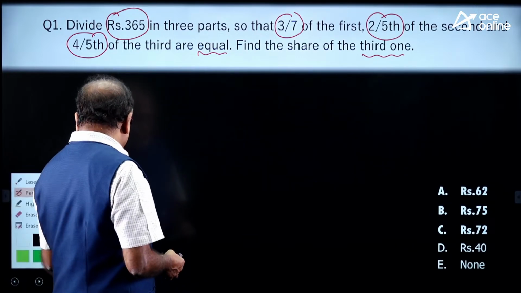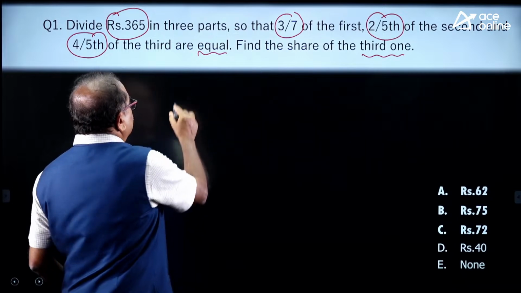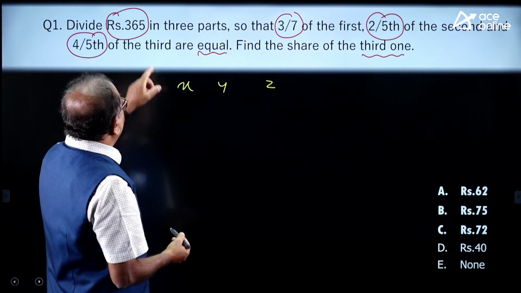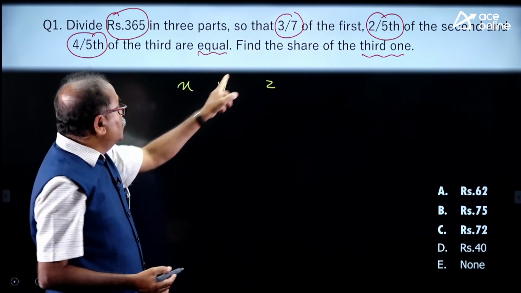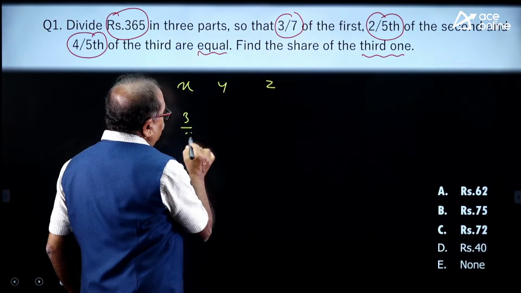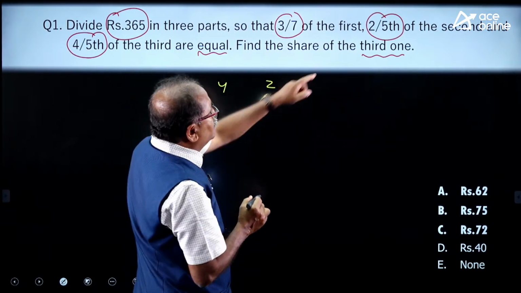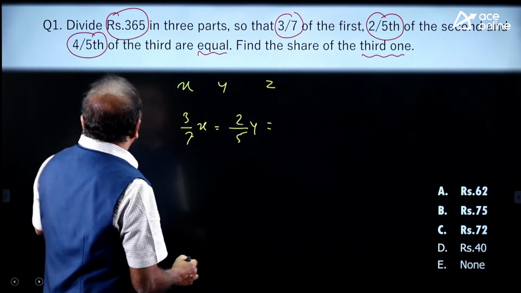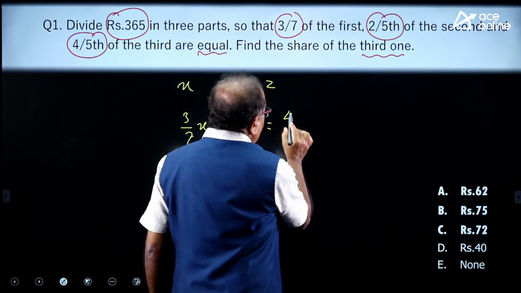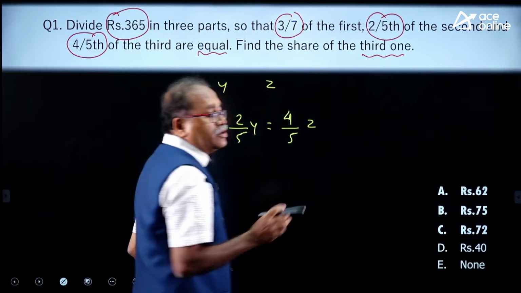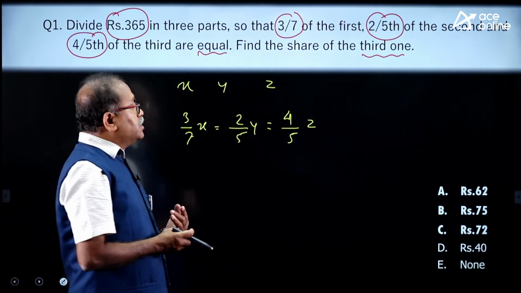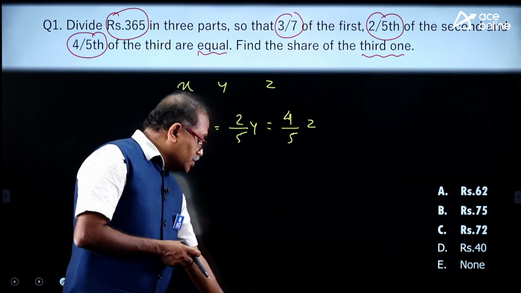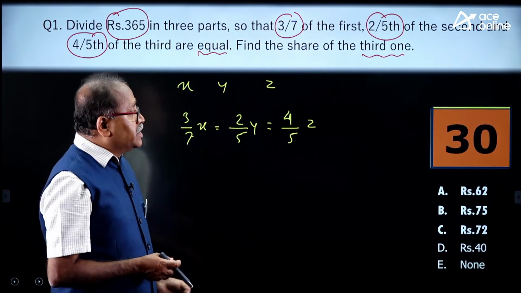If I consider the first one as x, the second one as y, and the third one as z, we have given here 3/7 of x, which is equal to 2/5 of y, and which is equal to 4/5 of z. That's given to us. So you'll be able to find out the ratio, and once you get the ratio, what is the third part? That means what is z? So your time starts now, my dear friends.